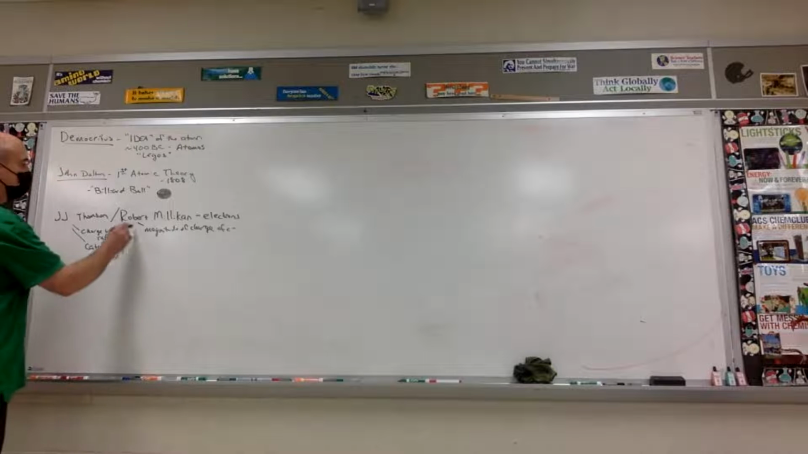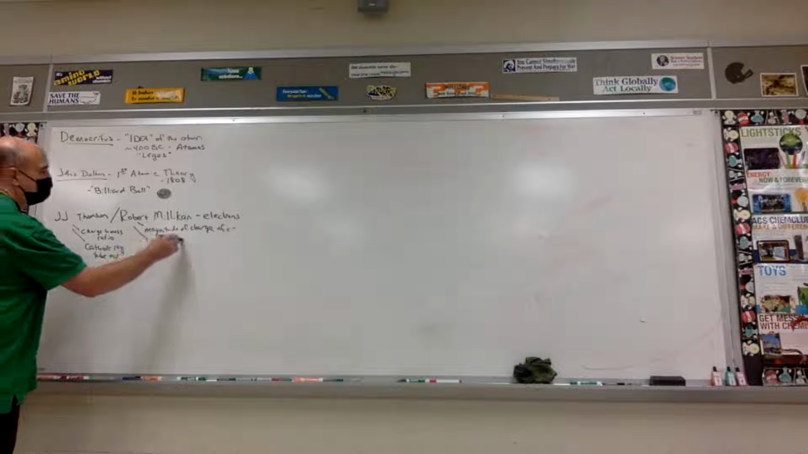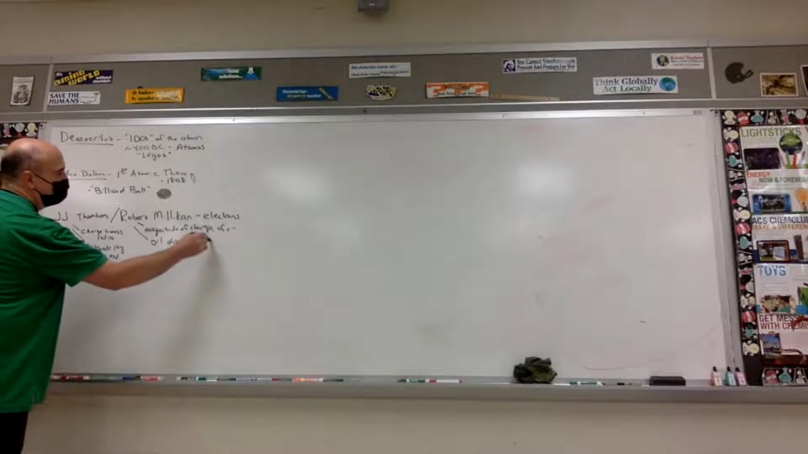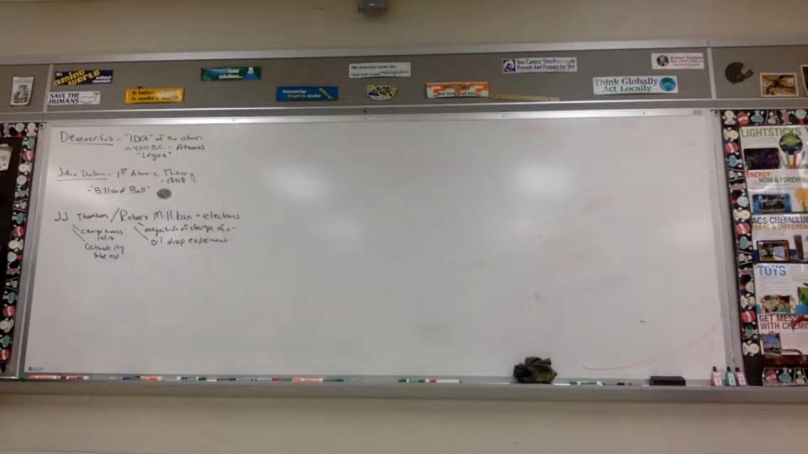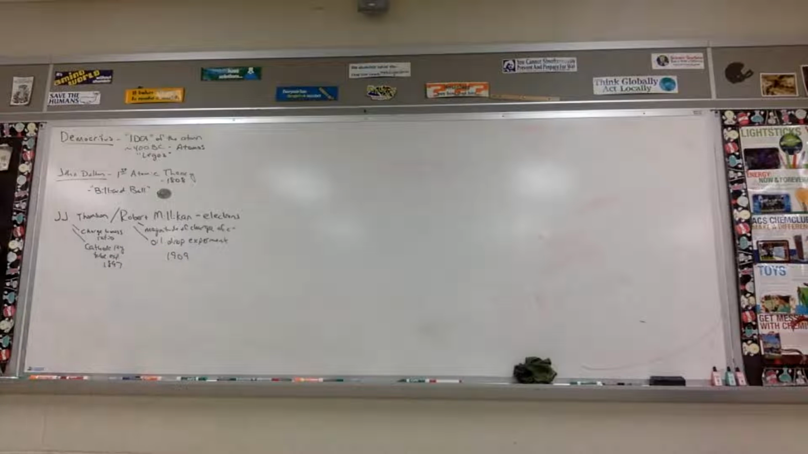What did Millikan use? Okay. And what years did this all take place? Around 1897 for J.J. Thomson, and Millikan around 1909. Okay. Just to go to the time period.